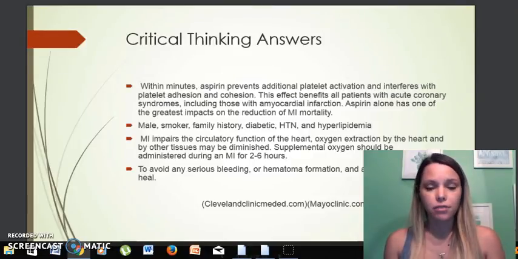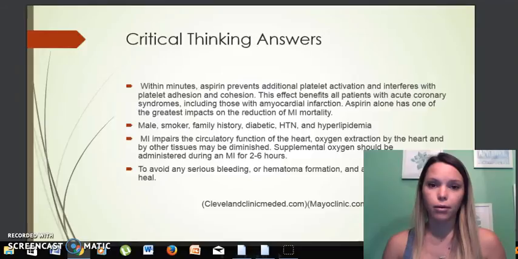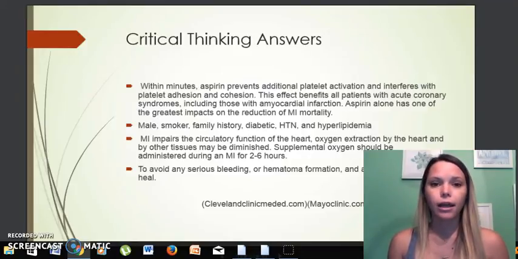Some of the risk factors that our patient has is he is male, he smokes, he has a family history of not only heart disease, but his father has had a heart attack. He's diabetic, he has high blood pressure, and hyperlipidemia.